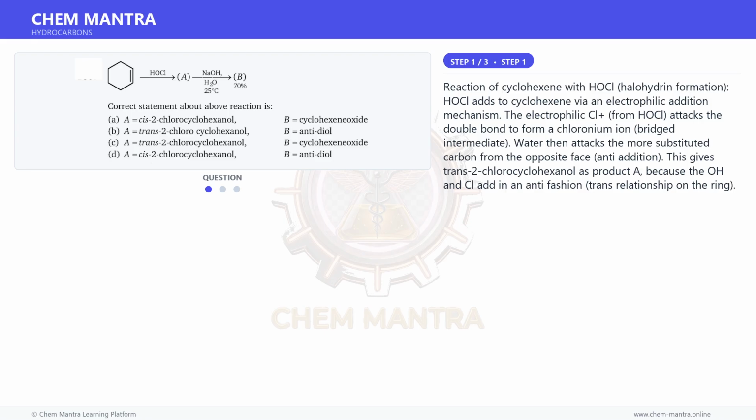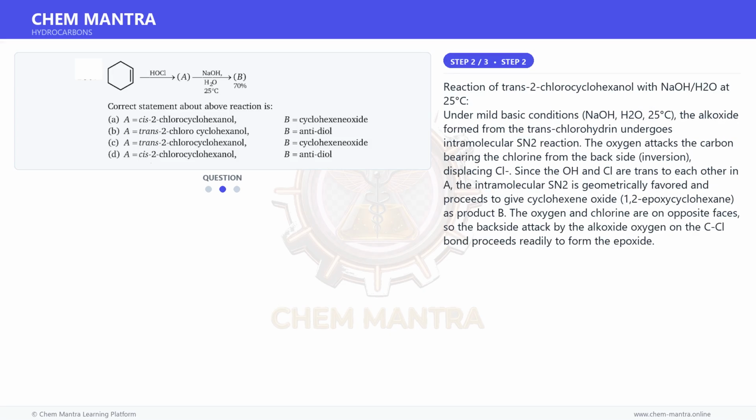This gives trans-2-chlorocyclohexanol as product A, because the O and Cl add in an anti fashion, trans relationship on the ring. Moving on to the next step.